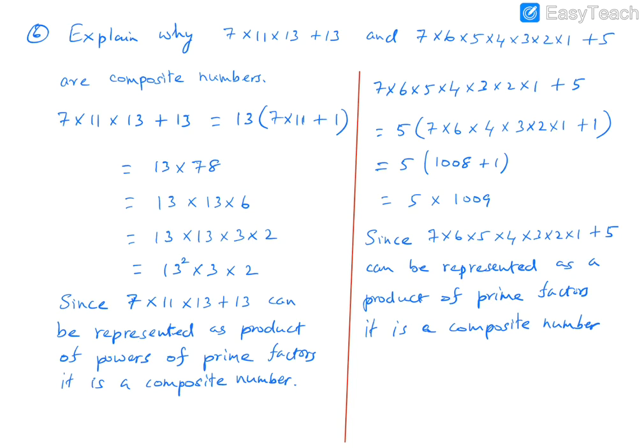And since it is possible to represent them as a product of prime factors, it means that that expression is denoting a composite number, because the fundamental theorem of arithmetic states that any composite number can be represented as a product of its prime factors.